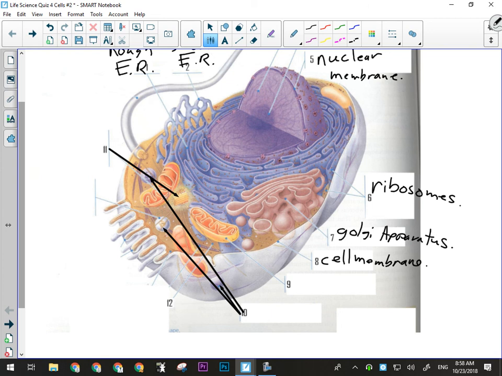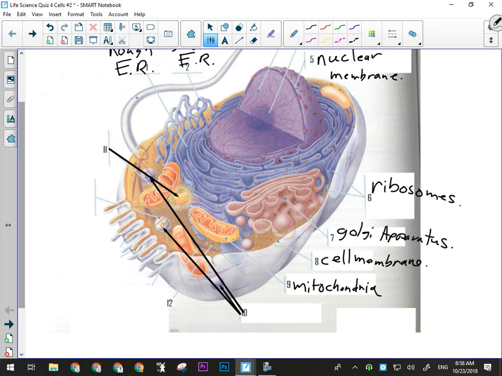All right, number 9 is the mitochondria. The mitochondria carries out cellular respiration. I will accept burn sugar for energy, but I would like you moving towards the technical term for that, which is cellular respiration. Okay.